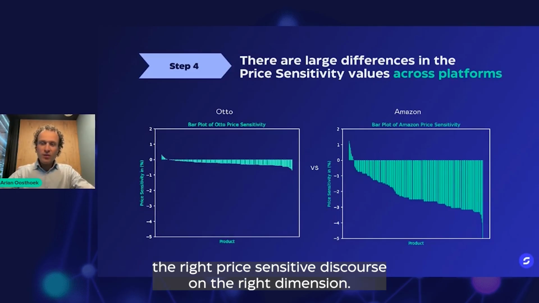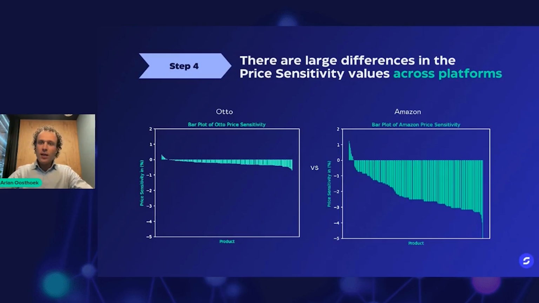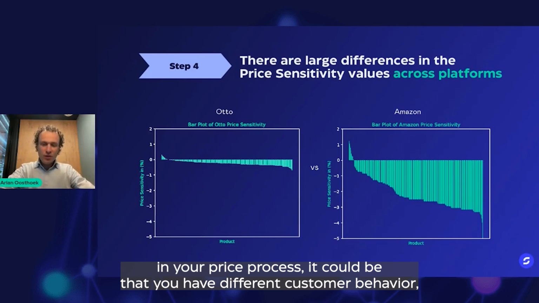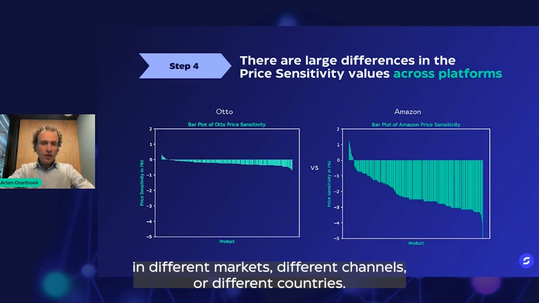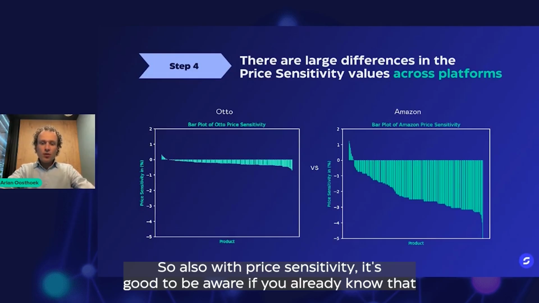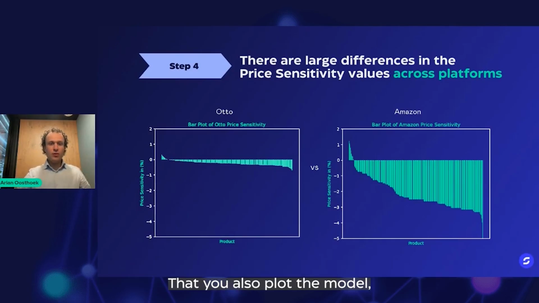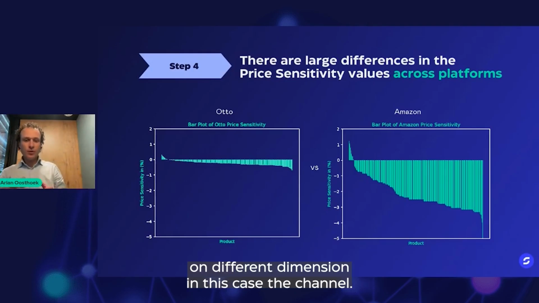An important step also in the whole development is that you plot the model and assess the right price sensitivity scores on the right dimension. So also in our previous webinar on price sensitivity, and also in general in your price process, it could be that you have different customer behavior in different markets, in different channels, or in different countries. So also with price sensitivity, it's good to be aware, if you already know that beforehand, if you have a different price sensitivity per channel, that you also plot the model on a different dimension, in this case, the channel.